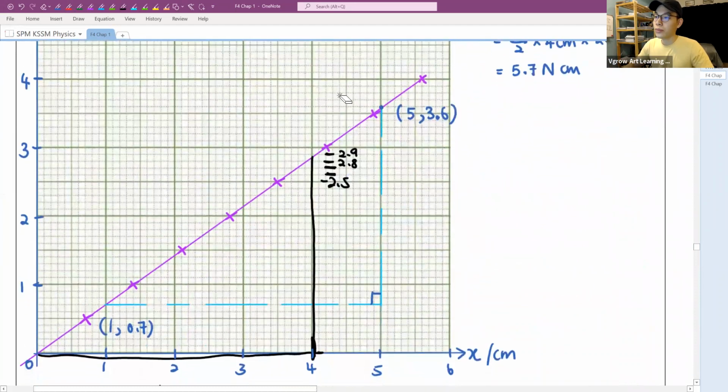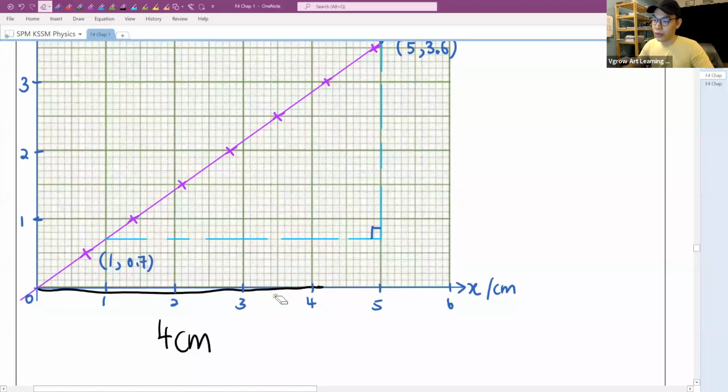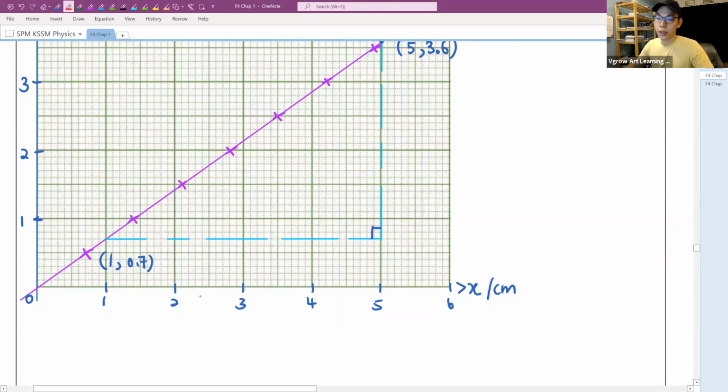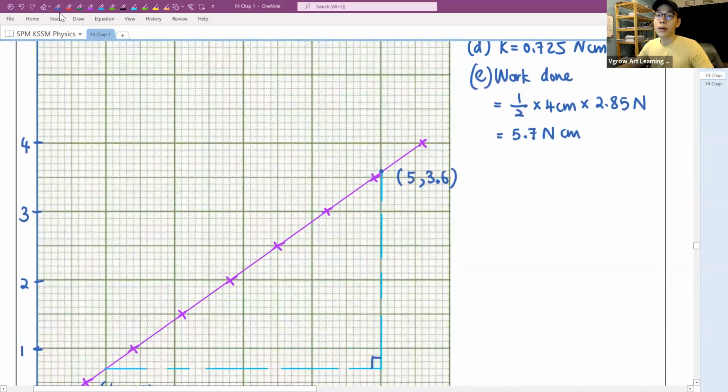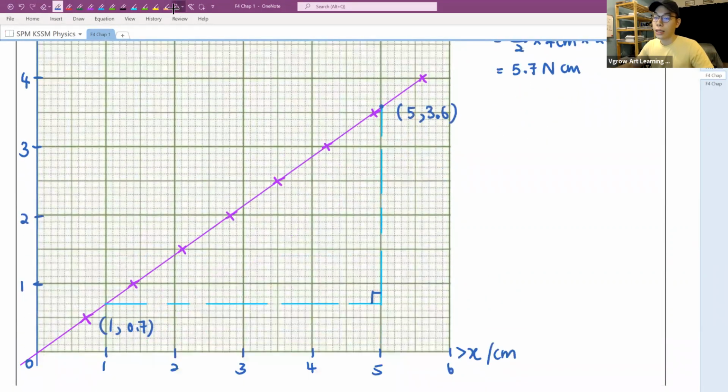So let me write off this one. Area, you don't need to draw the triangle for me. Okay. And then after that, we look at the next part.